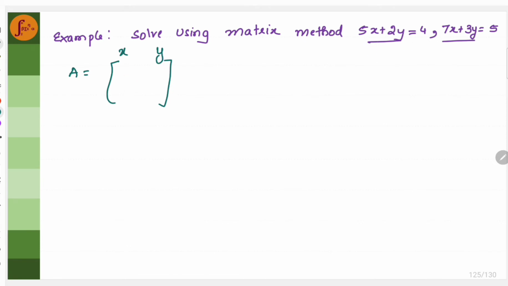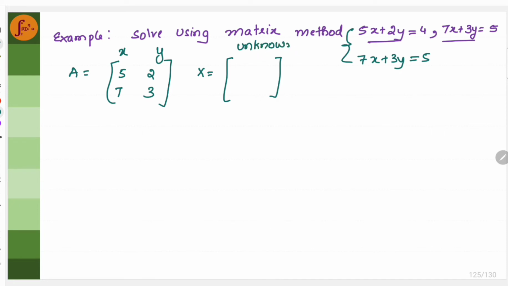So for these two equations, 5x plus 2y and 7x plus 3y, we will write this one below the other so that it becomes clear. So 5 and 7 are the coefficients of x. 2 and 3 are coefficients of y. So we have matrix A. Now let's take matrix X. What is matrix X? It is a matrix with all unknowns. What are unknowns here? x and y. We don't know the values of x and y. So we put x, y.